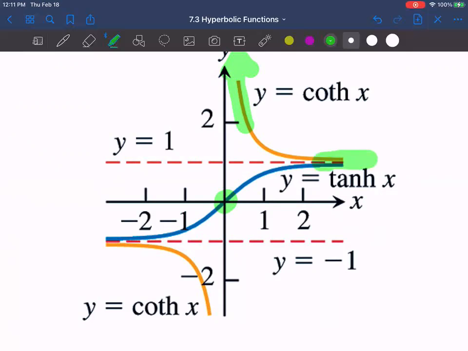Ones stay ones. And as this gets bigger, this gets smaller, right? And then you can do the same thing over here and get that basic shape. But then you have the blue one that is the hyperbolic tangent, and then the yellowish orange one there that is the hyperbolic cotangent. Okay?